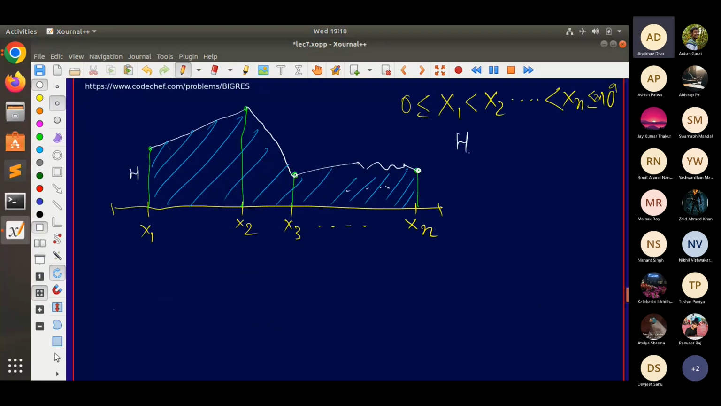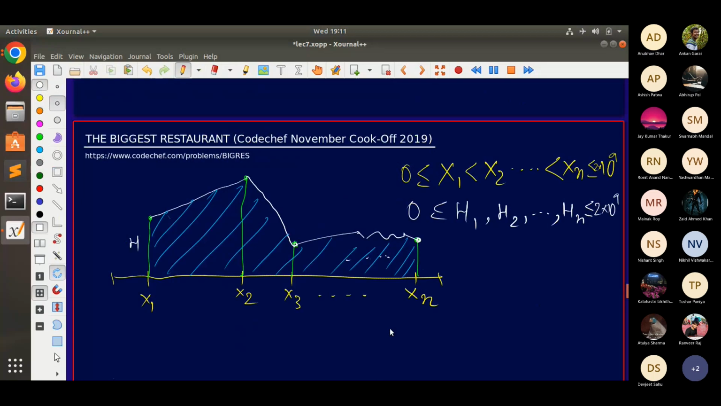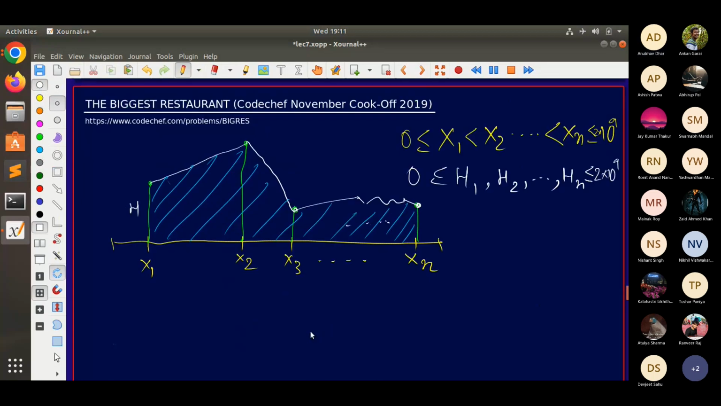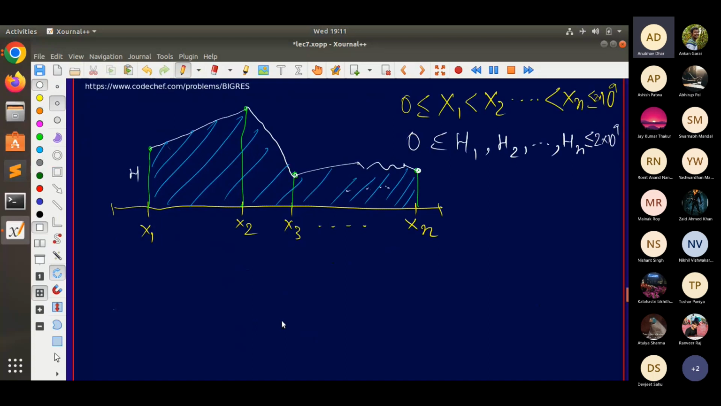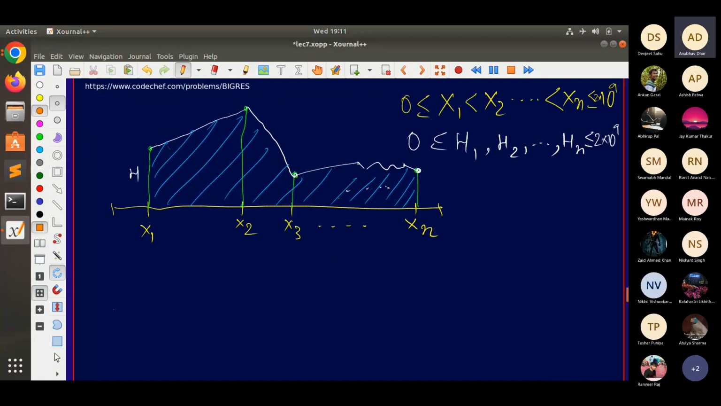h1, h2, up to hn, and these might also be in the same range. Well, this particular sequence need not be increasing as you are allowed to permute this. Okay, so I hope the problem statement is clear. Now, any possible approaches, any suggestions that you might have? Can anyone suggest anything?